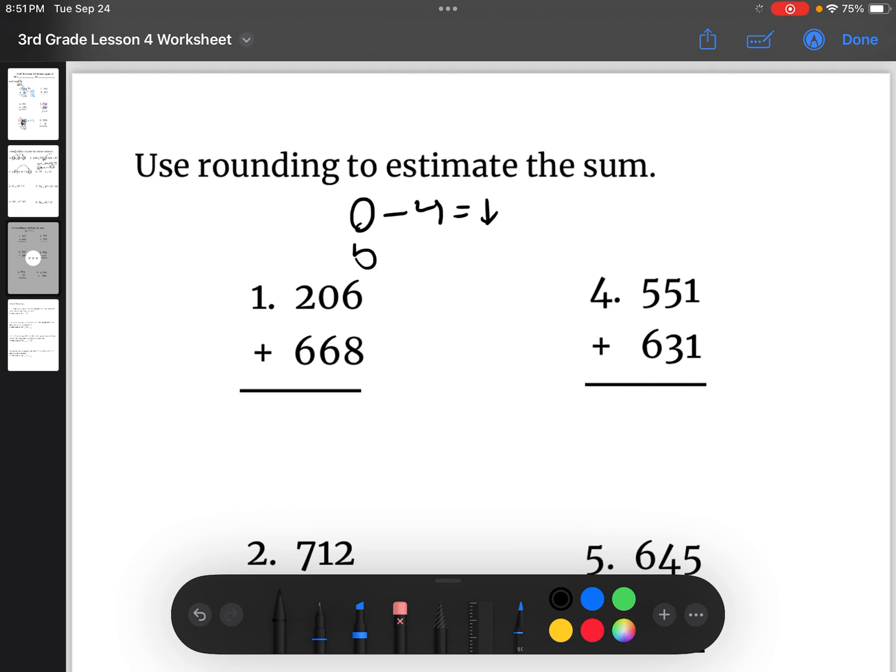And if it's 5 and above, you're going to round up. And this is from 0 to 10, by the way. So let's do a quick one.